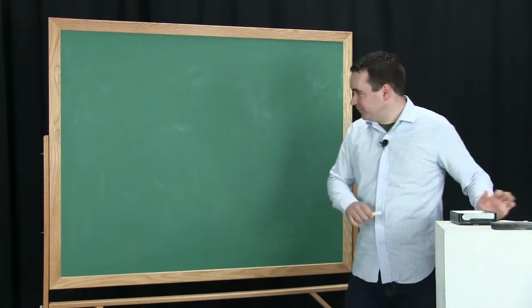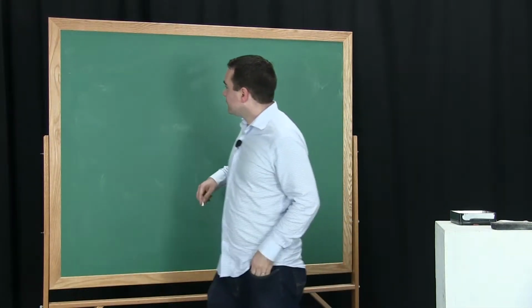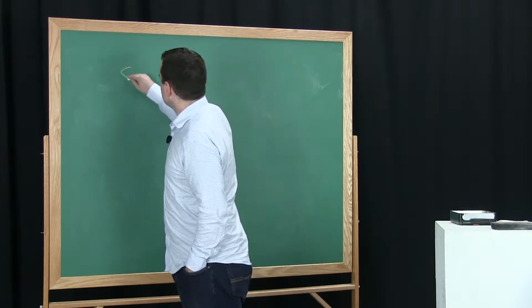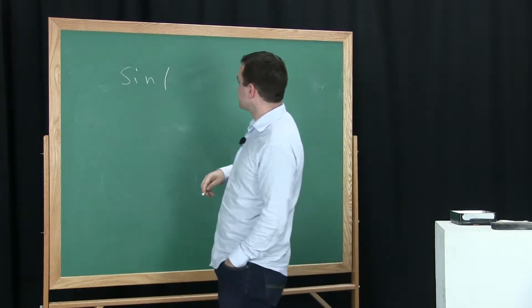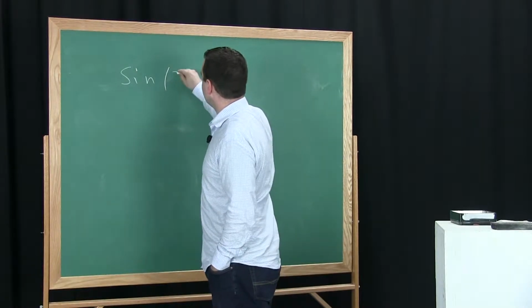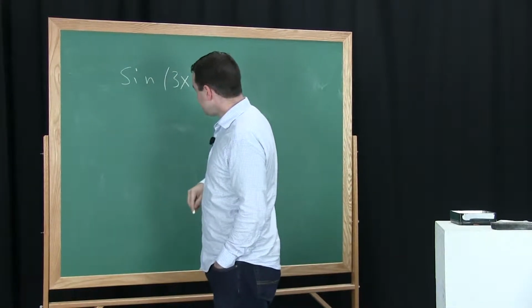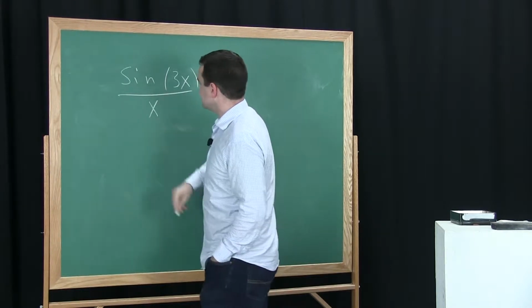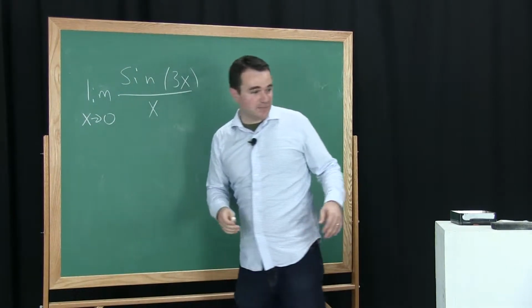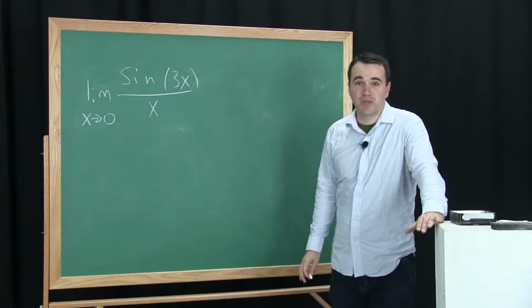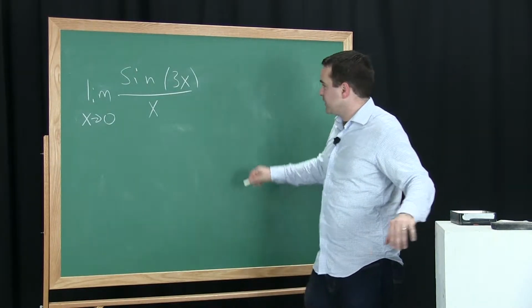Let's do an example. Here is a problem that you actually see in a lot of calculus textbooks. Let's take something like, what's the limit of sine 3x over x, and take that limit as x goes to 0? So how do you do this problem? That's what I want to show you.